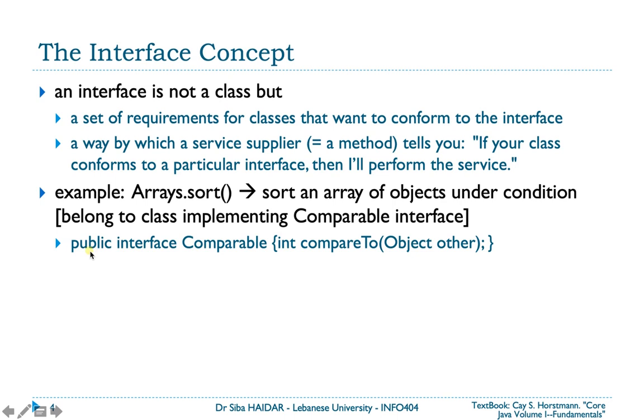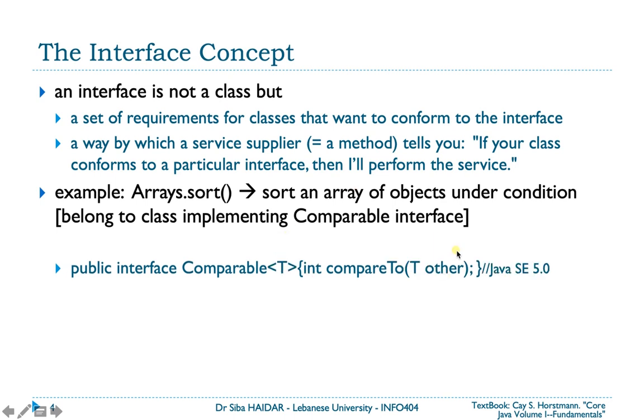What is the Comparable interface? It is this line, public interface Comparable. It has one method that returns an integer and takes as a parameter another object. As of Java 5, this interface became typed and it takes a type parameter, and the parameter of the compareTo method is of type T, but it always returns an integer.